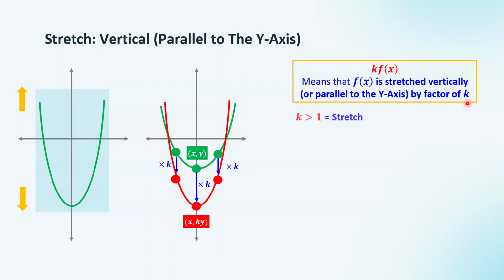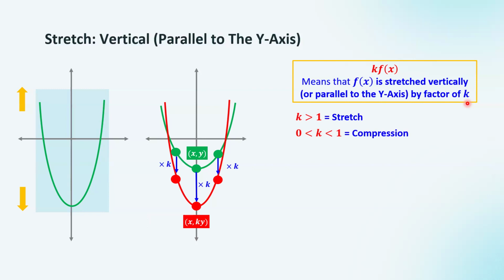Now, we need to remember something about the k. If k is greater than 1, then we can imagine, logically, that it's going to be a stretch. You will stretch the function. But if you have a k between 0 and 1, you can also imagine that you are compressing the function, right? You are compressing the function so that it shrinks.